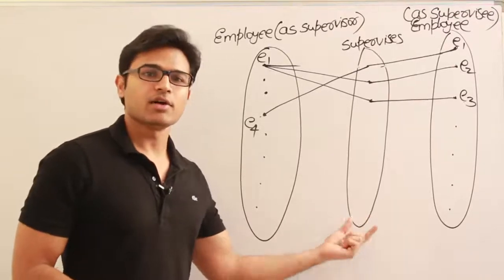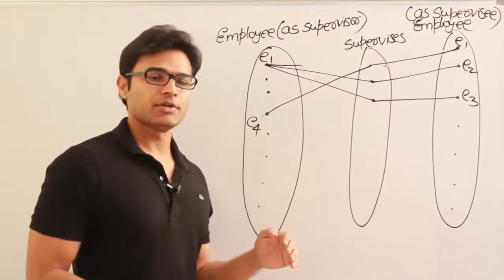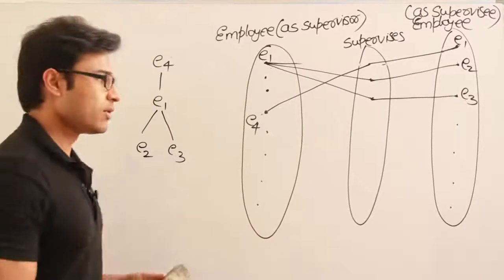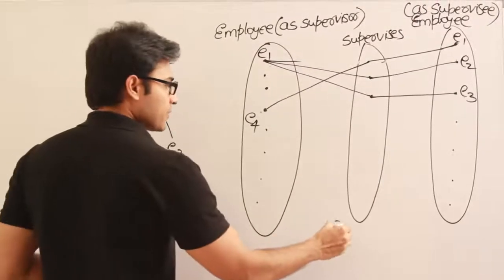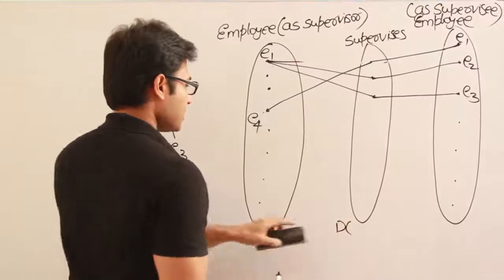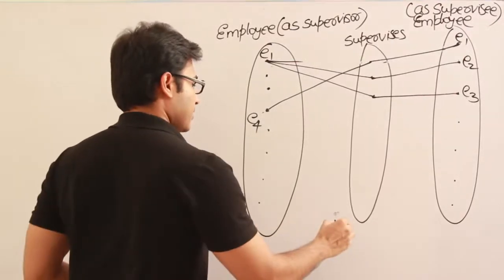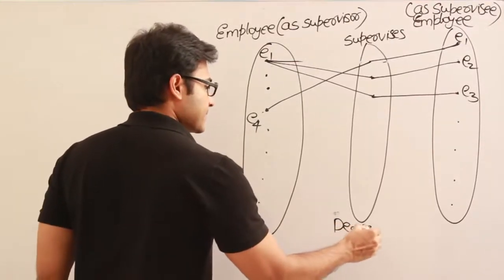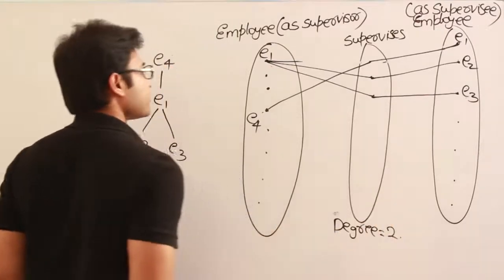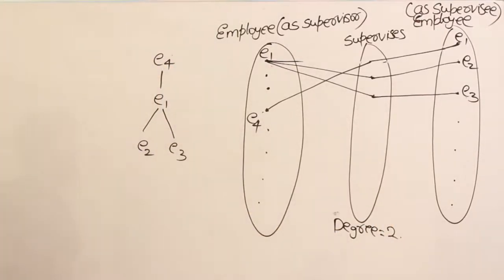What is the degree of it? How many entities are participating in every relationship? Two entities. Therefore the degree is obviously 2. The degree is 2, that is fine. And what about the cardinality? So, cardinality of each side.